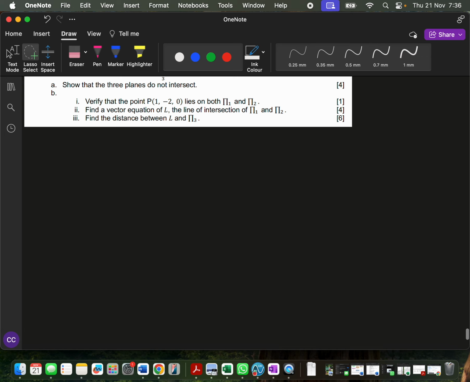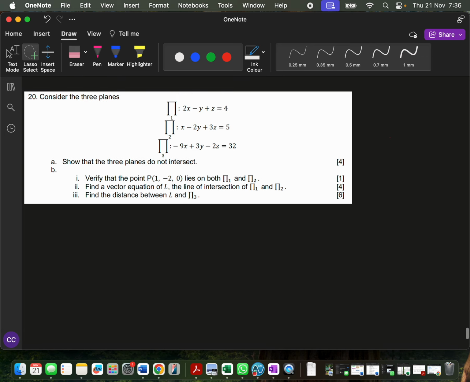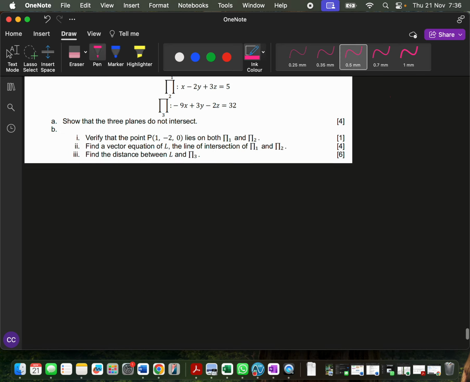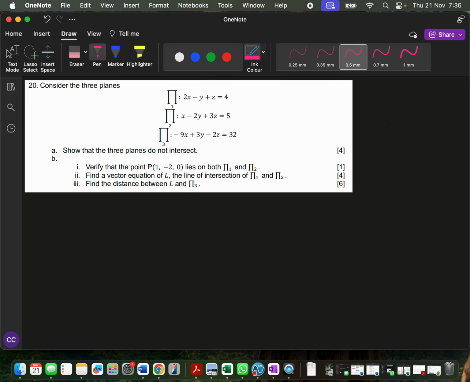All right, then we need to check that point is on both of the first and second planes. Well, to check to see if a point is on a plane, all we have to do is substitute that point into the plane. So to check for plane 1, it's 2 times 1 minus negative 2 plus 1 times 0, and we're checking to see does that equal 4 or not. Well, 2 plus 2, last I checked, is still 4.